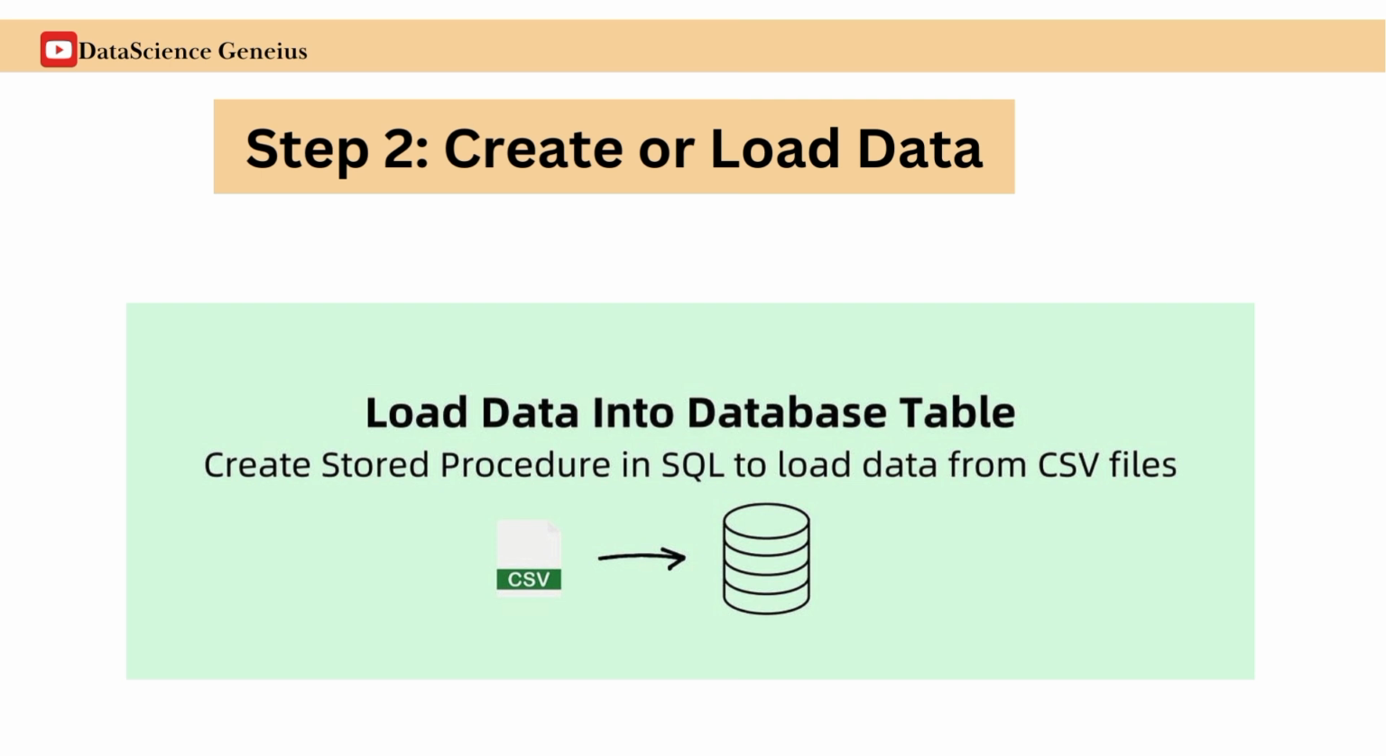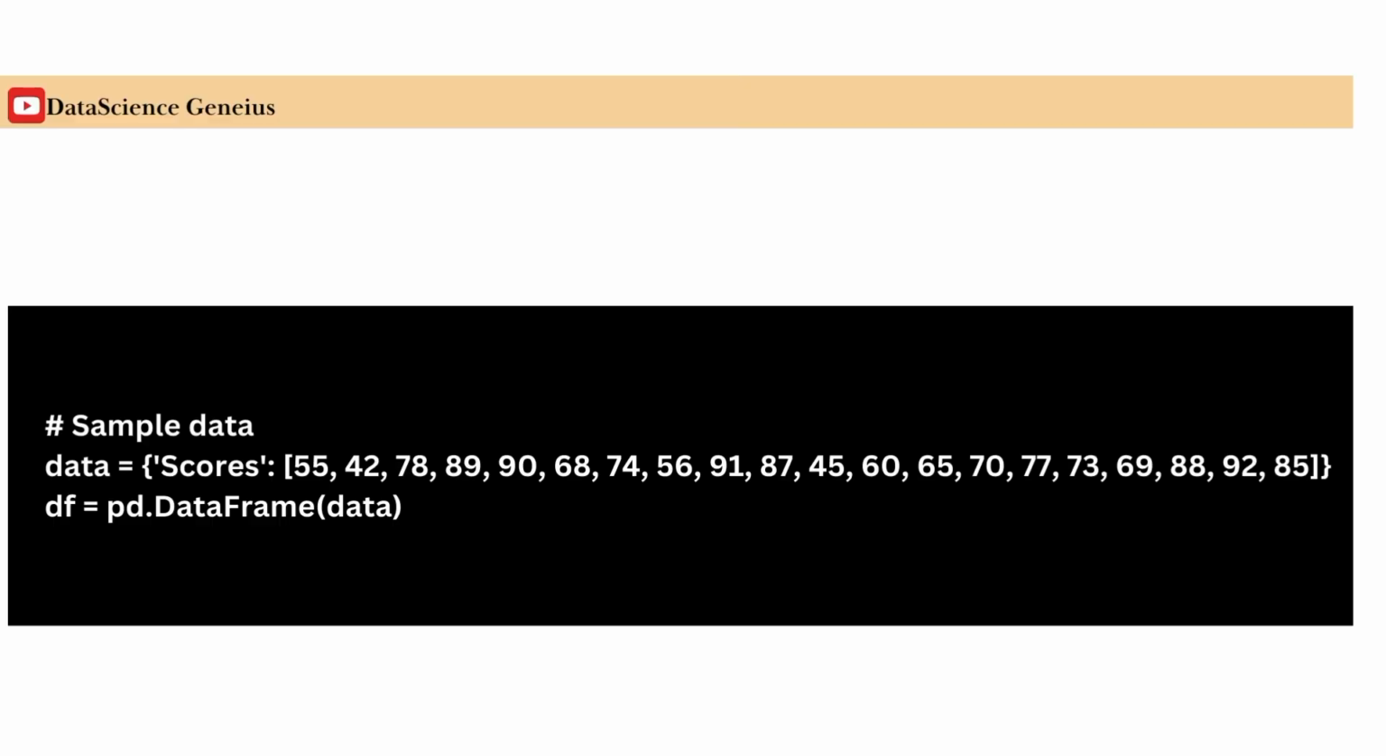Step 2: create or load data. First, let's load the data into a Pandas data frame. For this example, we will use a dataset called World Happiness Report. You can choose any dataset. This dataset includes columns such as GDP per capita and so on. Assume you have a CSV file named World Happiness Report.csv with the relevant data. You can load it using Pandas. The dataset is loaded into a Pandas data frame.